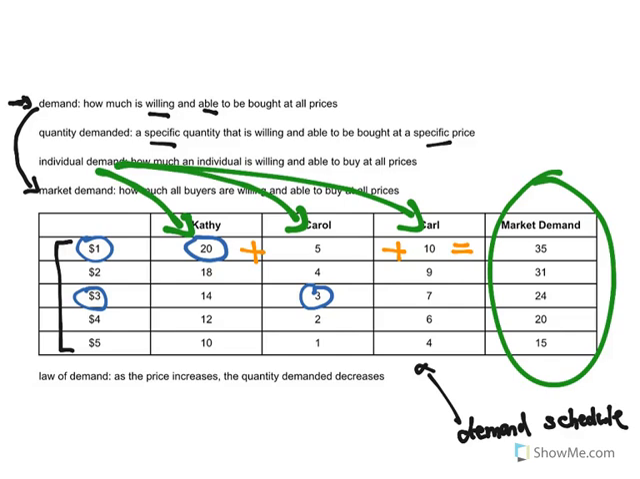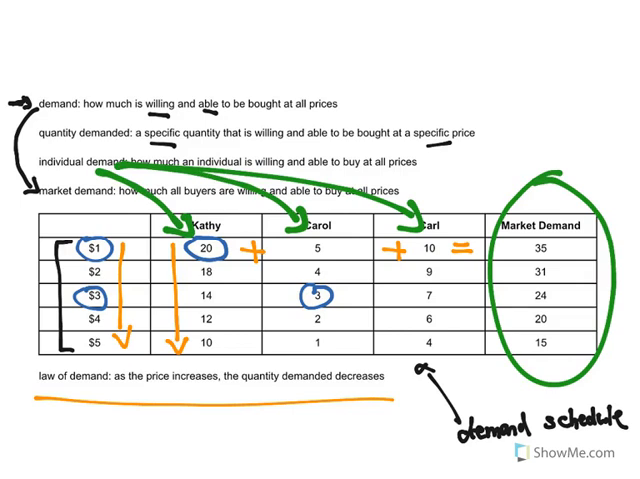And then we notice here that as we increase the price of the good, people are buying less and less. If we go from $1 to $5, Kathy's demand falls from 20 all the way to 10, and this is what we call the law of demand. It's the idea that as the price of a good increases, the quantity demanded, the specific quantity at a specific price, begins to fall. And that makes logical sense. As something becomes more and more expensive, people tend to buy less of it, because it's more expensive. So that's the idea of the law of demand. As the price increases, the quantity demanded decreases.